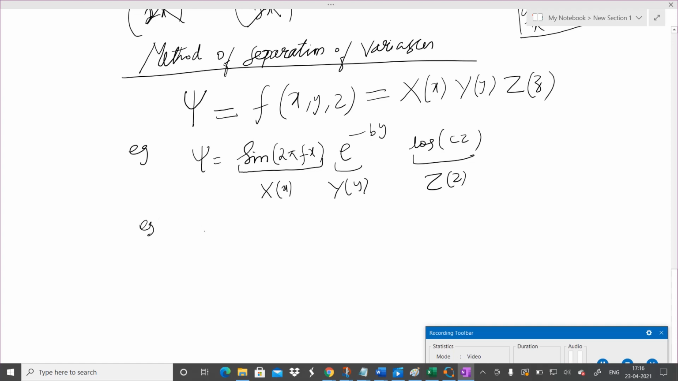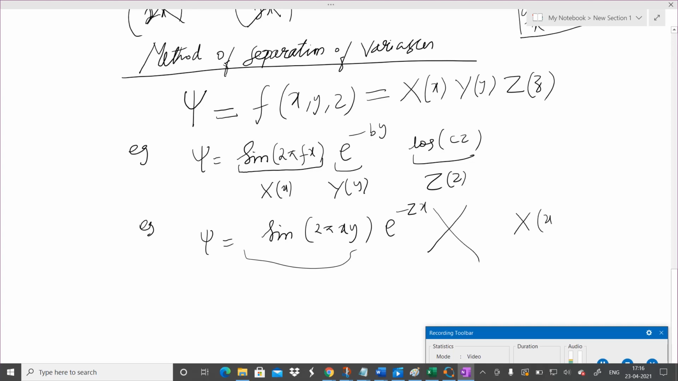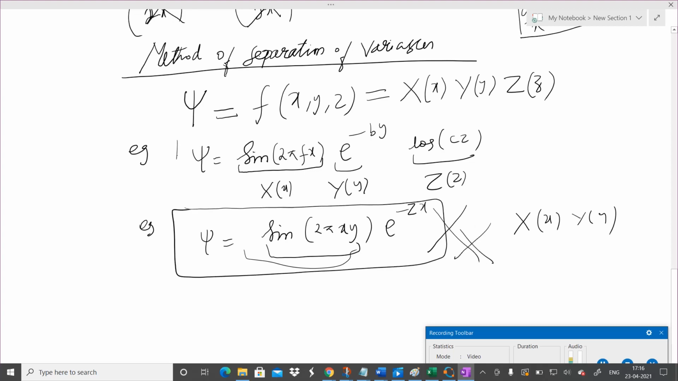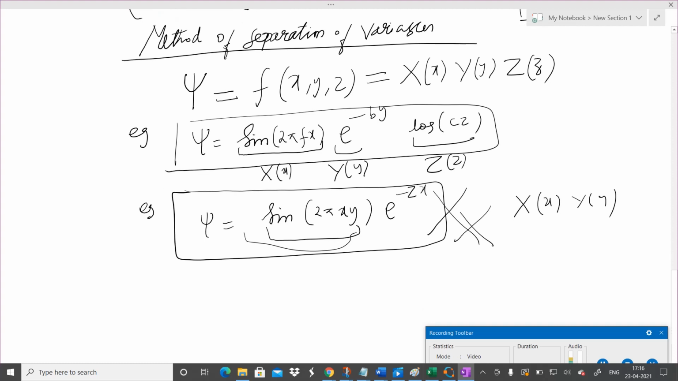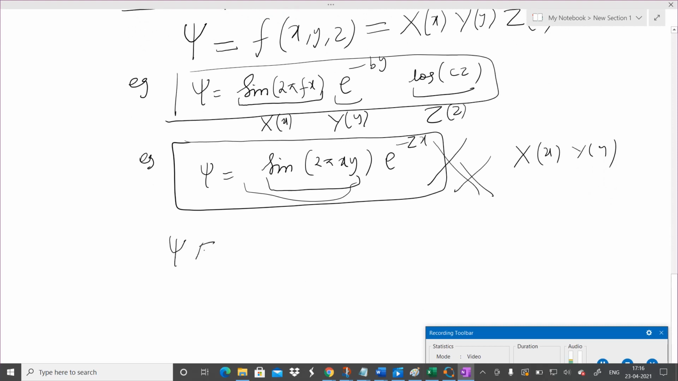The other example of psi can be, suppose, sine of 2 pi xy, e to the power minus zx. Here this cannot be represented as separate functions. We can't represent it as X of x, Y of y, because sine of 2 pi xy is a function of both x and y. So we assume that such solutions are not possible, and only this type of solutions are possible. So we are representing psi as X of x, Y of y, Z of z.